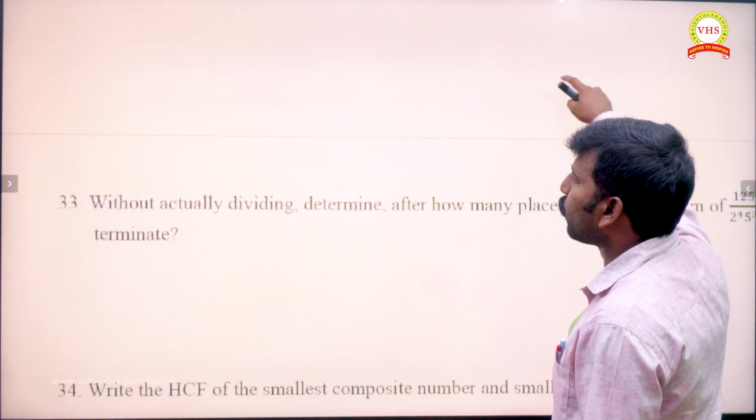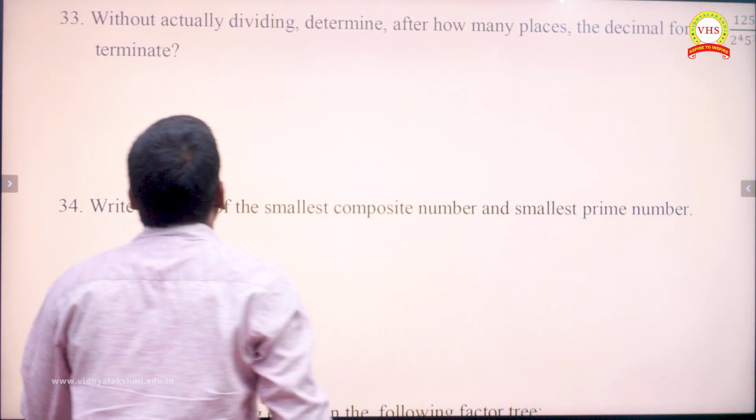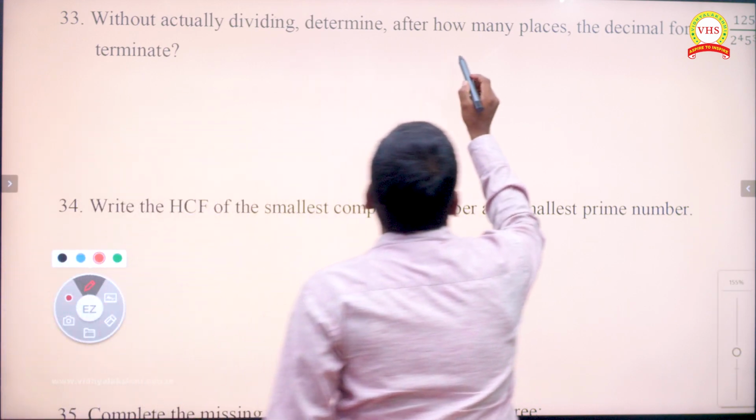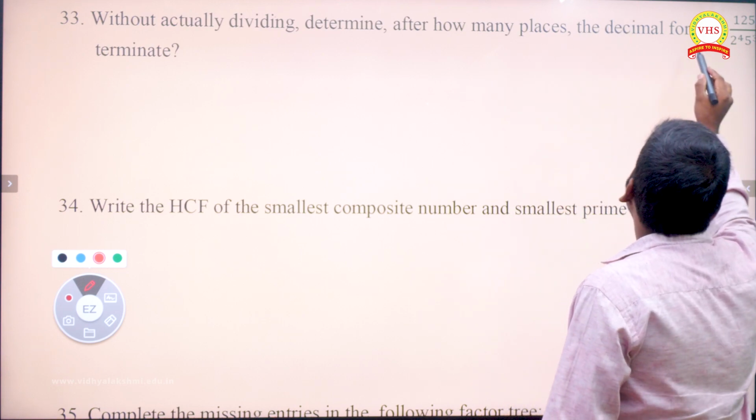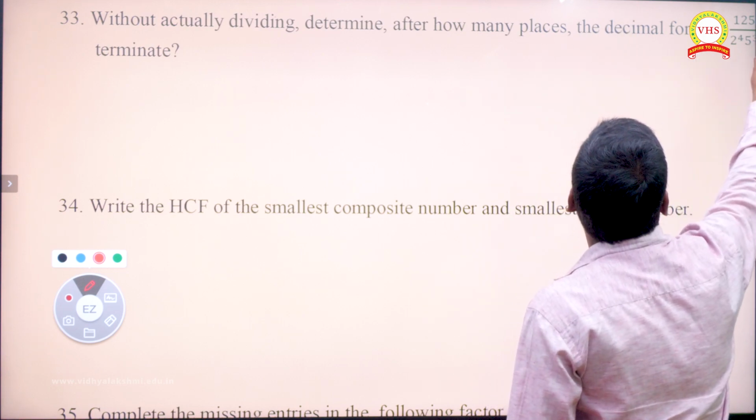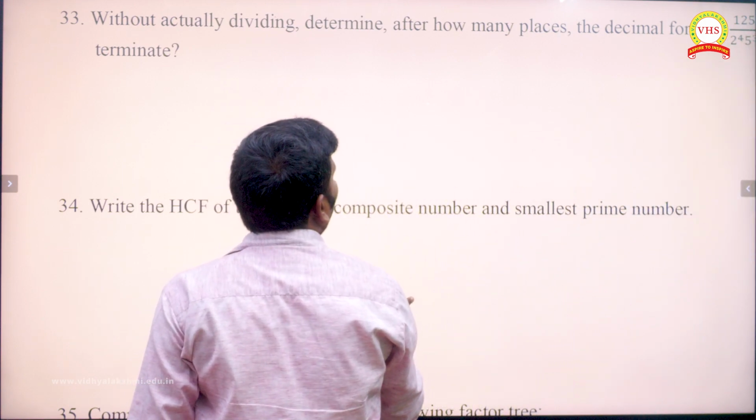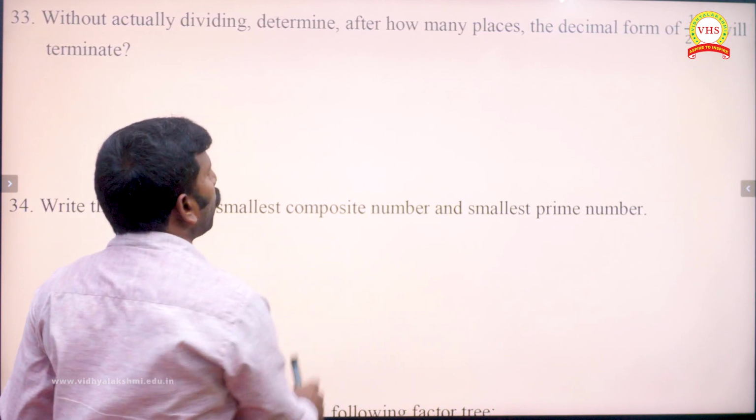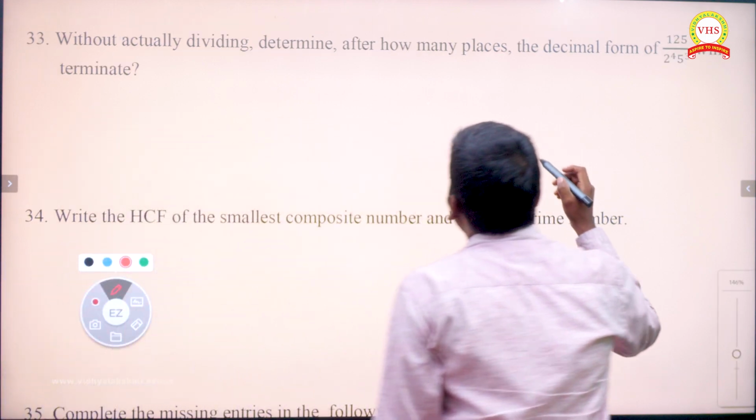Question number 32 is completed. 33, let's go. Without actual dividing, determine after how many places the decimal form of the number with denominator 2 power 4 into 5 power 3 will terminate. They are telling clearly it will terminate. After how many decimal places? I gave an idea.